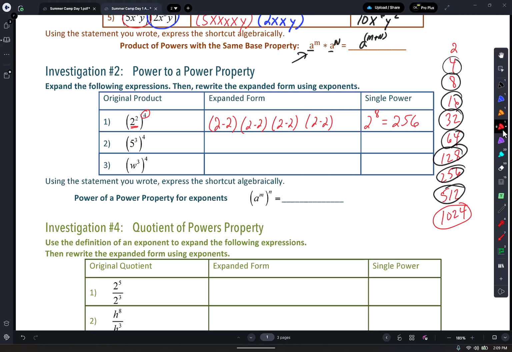Okay, let's get back to this. All right, here we go. 5 to the 3rd raised to the 4th power. So here we go, guys. I'm going to go 5 times 5 times 5. That's what it means, 5 to the 3rd.